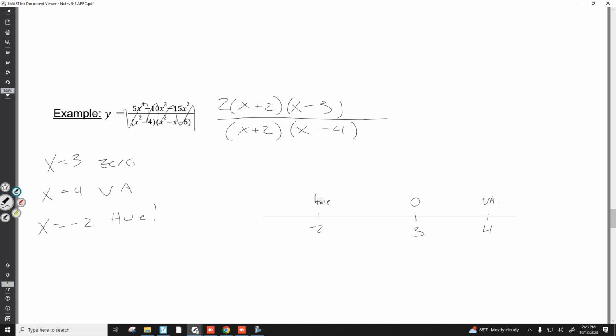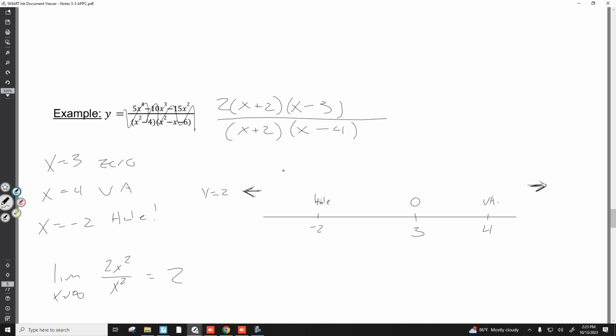What's your end behavior? 2. As you plug in either infinity, you'll have 2x squared over x squared. That will dominate things, which goes to 2. Okay, we are going to have y equals 2 be where our ends are. If you want to draw a dotted line, go ahead. I don't know if you have to.